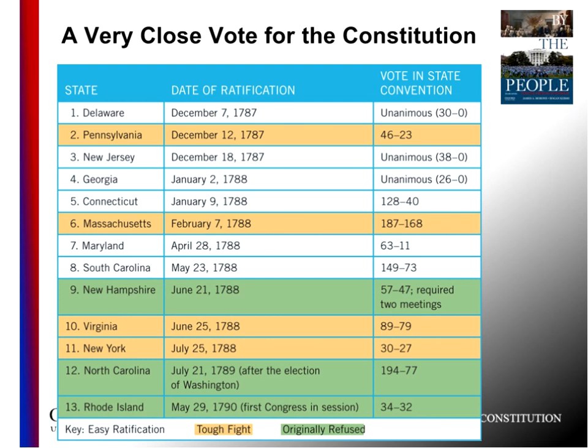It was actually a very close vote for the Constitution. Pennsylvania, Massachusetts, and once New Hampshire ratified it, technically the Constitution went into effect. You only needed 9 out of the 13 states. But without the two biggest, most populous states, Virginia and New York, it wasn't going to work. So George Washington went to work in Virginia, and Alexander Hamilton went to work in New York, and they were able to get the Constitution ratified. And then finally, the last state to ratify the Constitution was Rhode Island. They barely did.